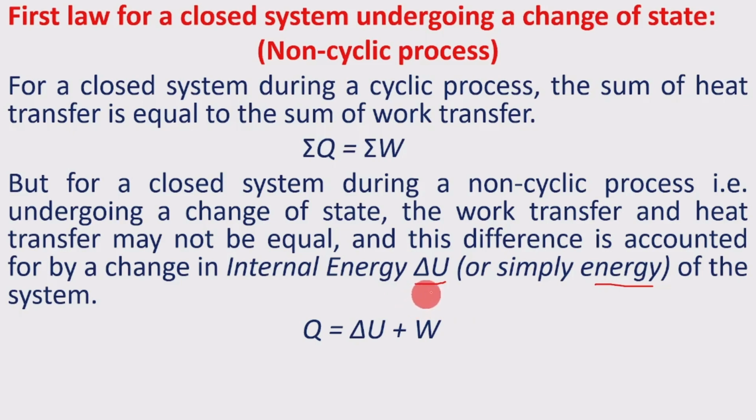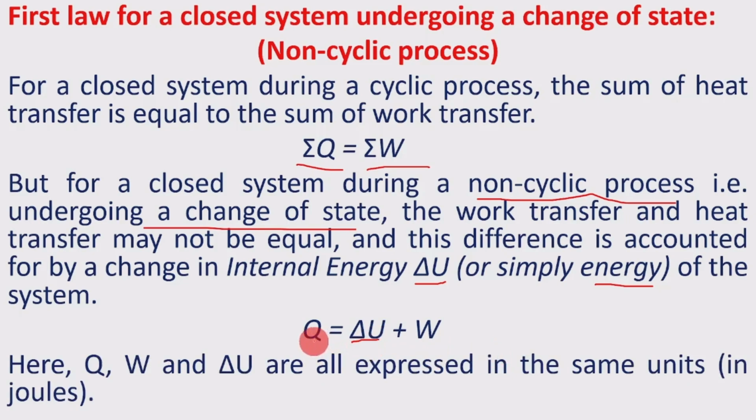Here, for a non-cyclic process or a system undergoing a change of state, the summation of heat transfer is not equal to the summation of work transfer. Then the difference is there, and that difference is the change in internal energy. That change in internal energy is taken into consideration. That is, all the heat is not converted into work, and the remaining energy is in the form of change in internal energy, or energy of the system. Here Q, W, and delta U are all expressed in the same unit, joules.